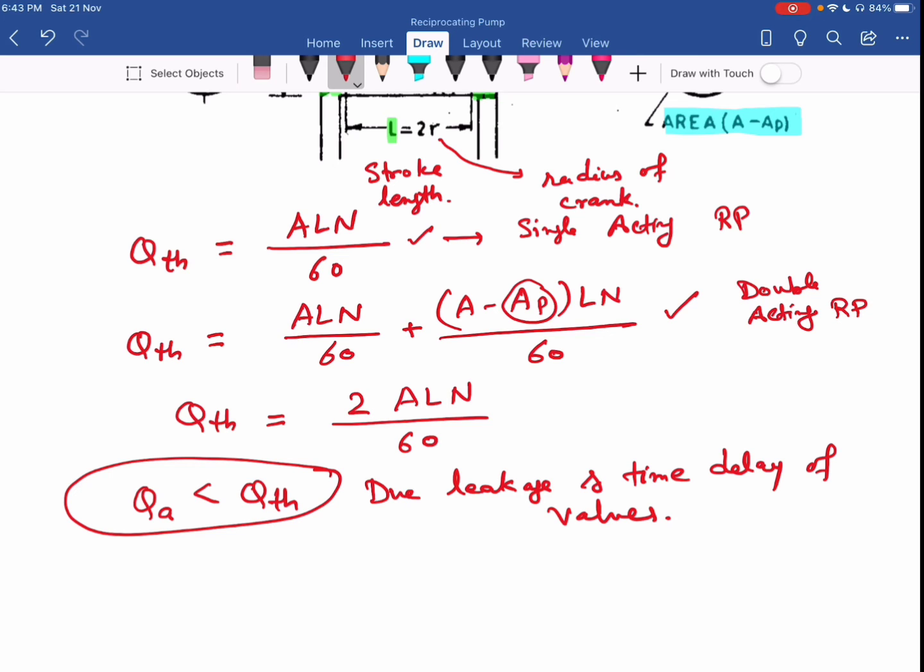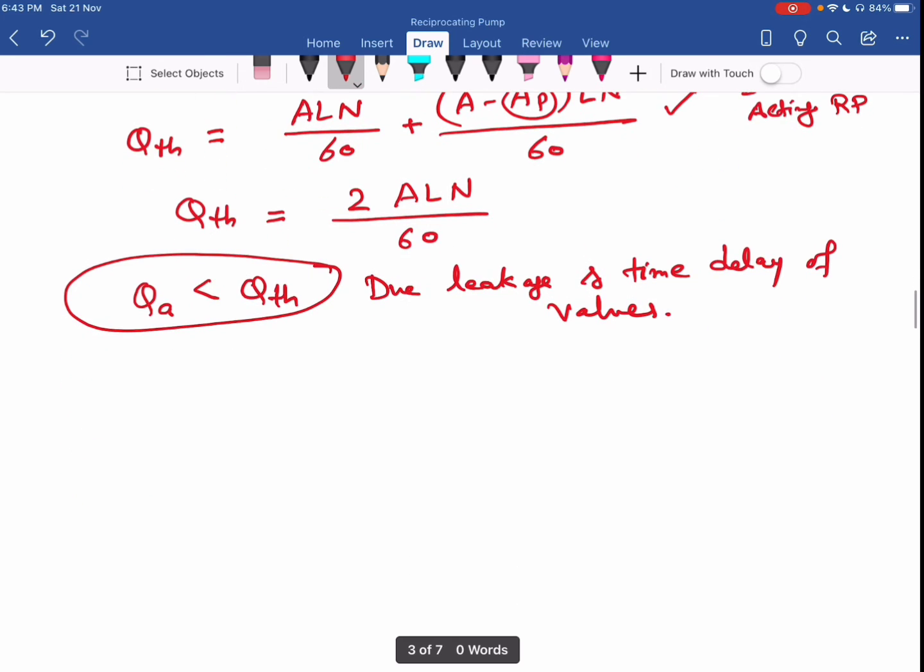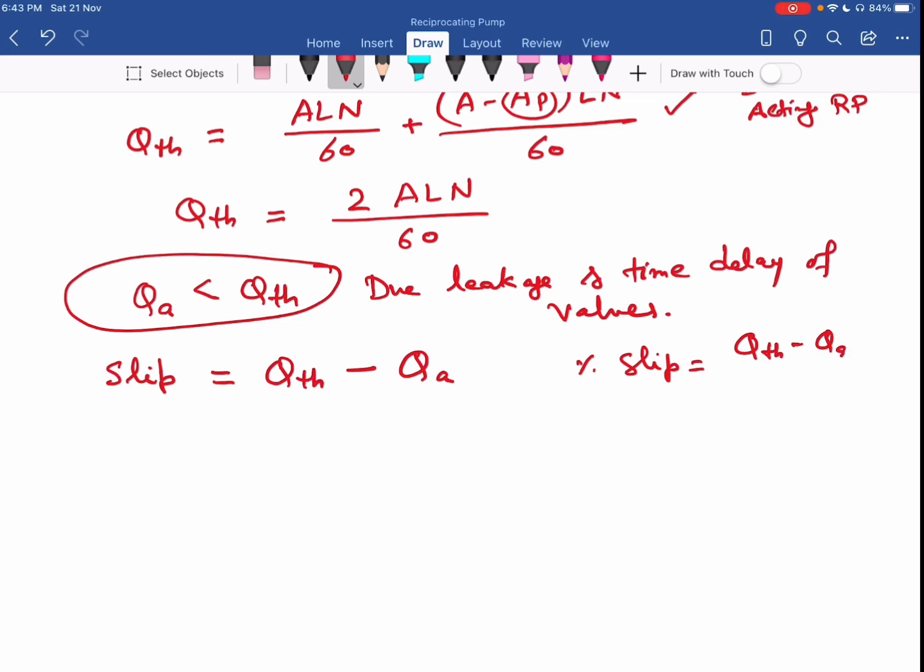Okay, so QA, the actual discharge, is less than the theoretical discharge. So now I can introduce one more term that is called slip. Slip is equal to theoretical discharge per second minus the actual discharge per second. And then the percentage slip is (QTH minus QA) divided by QTH, into 100.